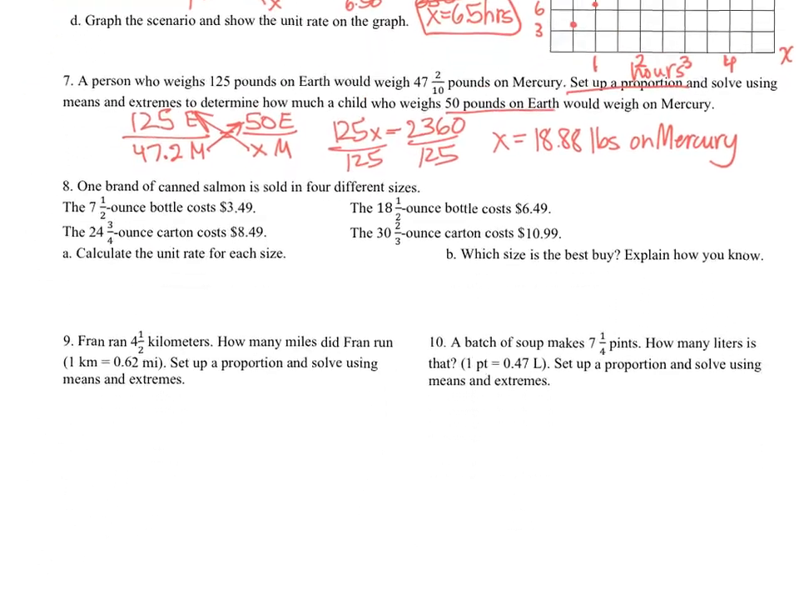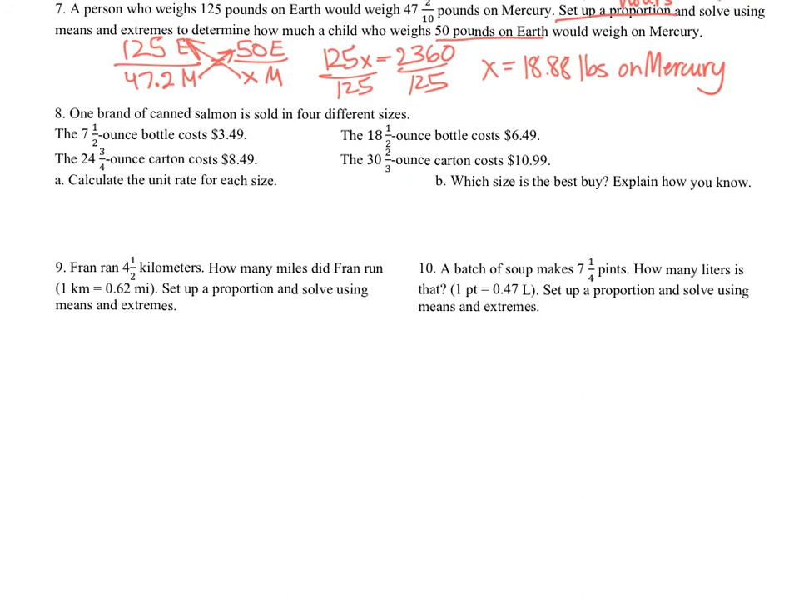All right, so here's that unit rate stuff. Calculate the unit rate for each size. Well, unit rate is always going to be cost divided by units, and in this case the units are ounces. So we're going to do 3.49 divided by 7.5, which is 0.65, and then 3 repeated. And that, of course, is dollars per ounce.